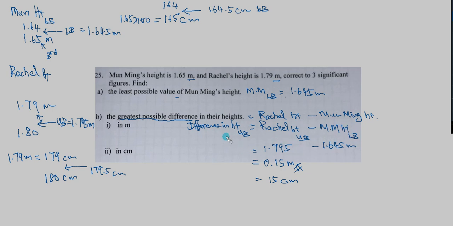So let's do it here. For the difference, you want the greatest difference of height, then you take the upper bound, which is this minus this. Upper bound of Rachel is 179.5 cm minus lower bound of Manming, which is 164.5 cm. If you subtract them, you will get 15 cm, which is exactly the same as the earlier one that we have done. Okay, that's it.